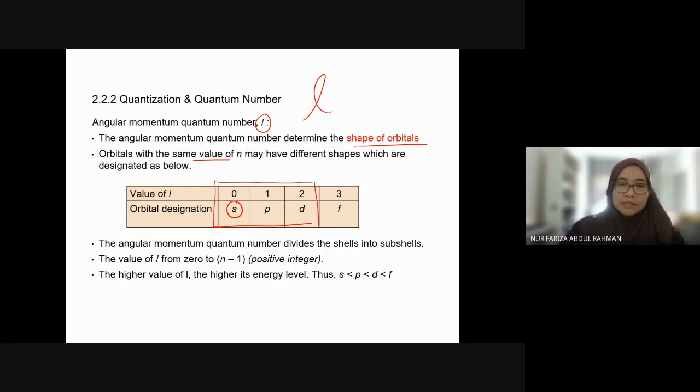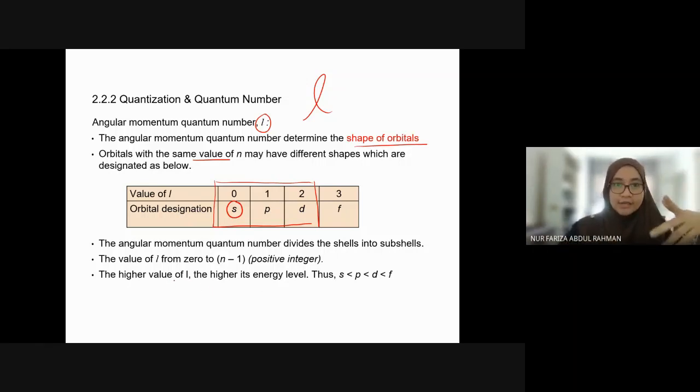The angular momentum quantum number divides the shell into subshells. So earlier, n is called the shell, but for l, it is called the subshell. So in the shell, we have another level, the subshell, and that will be l. So how do we determine the value of l?